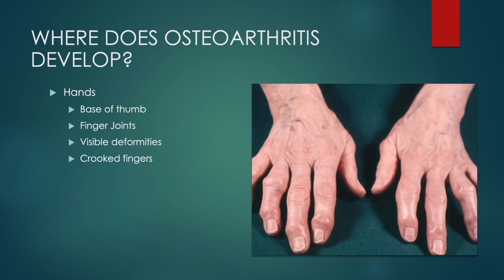Another common place, maybe a little bit less common than hip and knee, but still very common, is the hands. The base of the thumb is a very common place because there's a lot of movement, obviously, in your opposing thumbs. So more wear and tear on that joint, more likely to develop it there. The finger joints as well. As you can see in this picture, the last joint of each of the fingers is kind of swollen and looks bumpy. Those are the signs of wear and tear on the joint, like those bony spurs that come up from arthritis. So not only will you have pain, but you might notice in your hands you get some crooked fingers, some visible deformities, some bumps that grow along the joints.